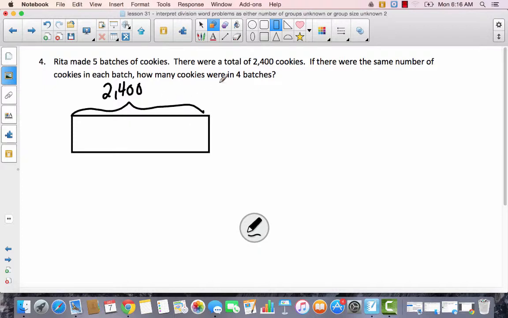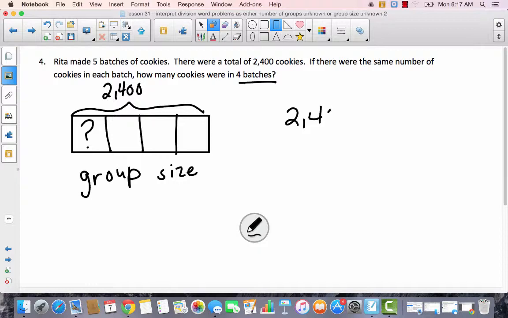Well, it says here that there were 4 batches. So that's our number of groups. There were 4 groups of cookies, and we want to know how many cookies was in each group. So this is where my question mark will go. I want to know how much would be in each group. So this time it is group size, not number of groups that I'm trying to solve for. So I'm going to take 2,400, this is going to be an easy division problem, divide it by 4.